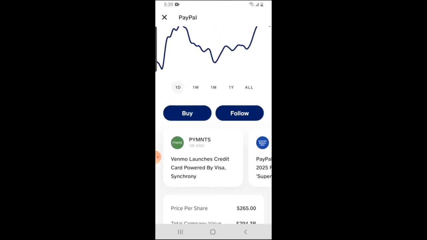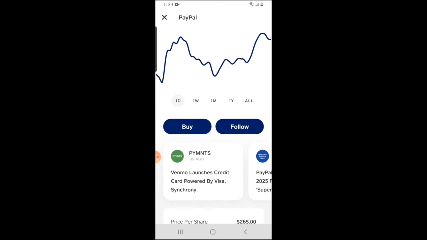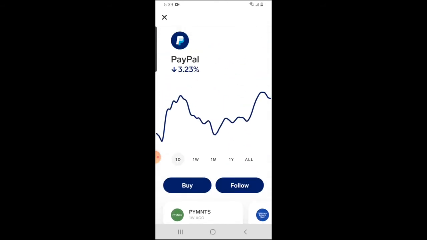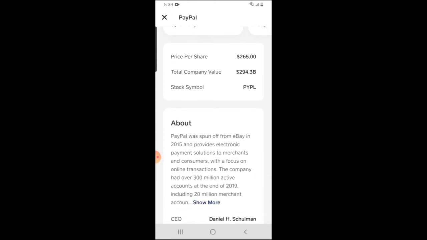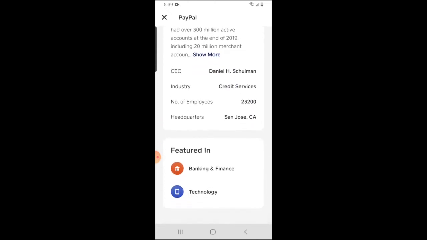And you see it has all the information in terms of is it down right now? Is it up right now? Now, an interesting thing is it doesn't show the share price on the graph, which is something I've always found kind of strange. You've got to scroll down to see what the share price is. Currently it's $265 per share. But Cash App does give you the ability to buy fractional shares, so you can buy like $2 or $3 worth of PayPal and you'll have a fractional share. If you scroll a little further, it'll give you a little information about the company and what categories it's featured in.